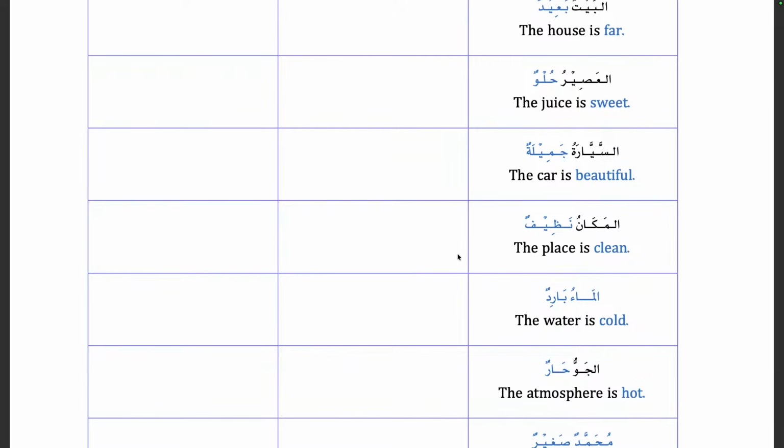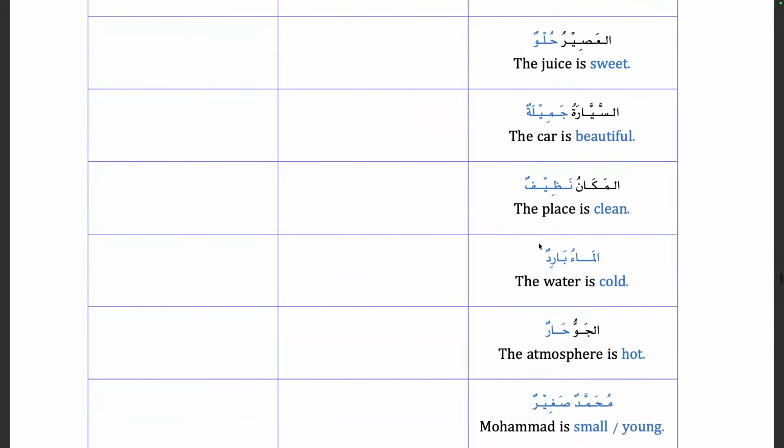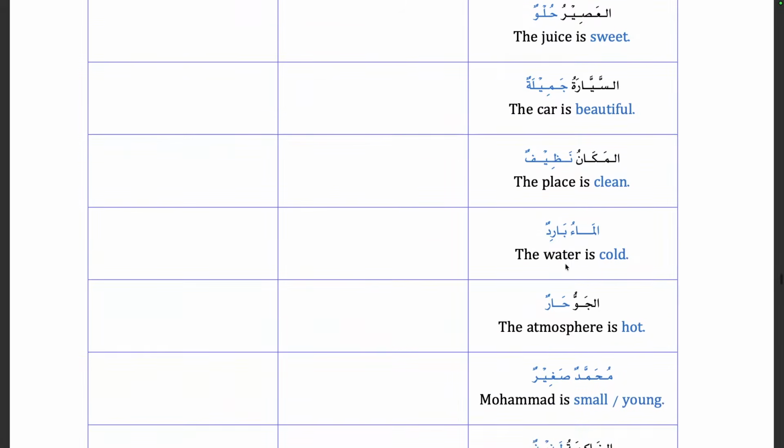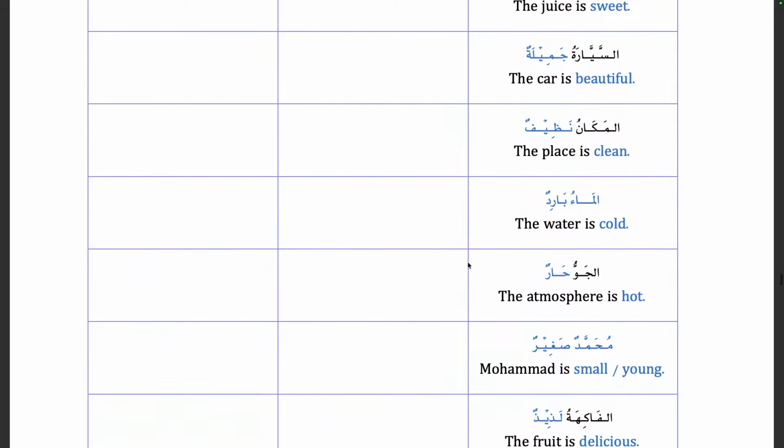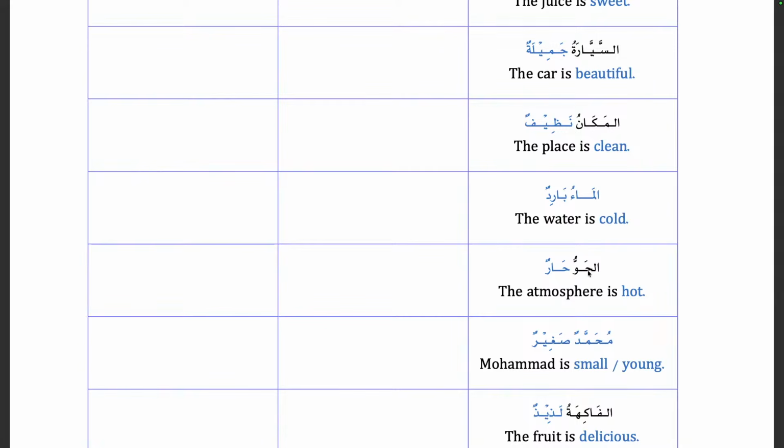Inna al-makana nadhifun. Kana al-makanu nadhifan. Al-ma'u baridun. The water is cold. Inna al-ma'a baridun. Kana al-ma'u baridan. Al-jawu harun.